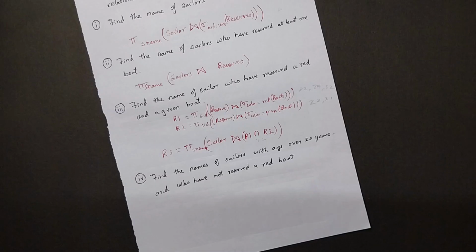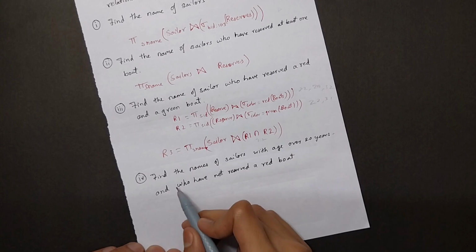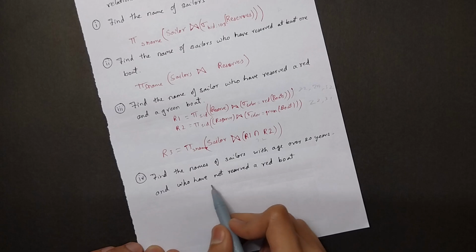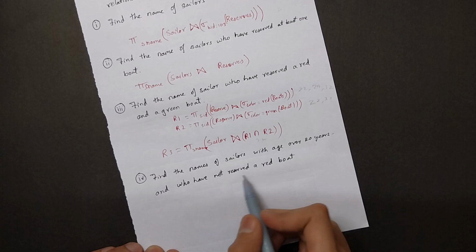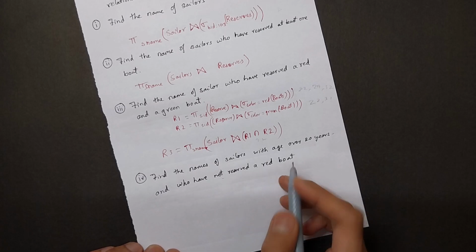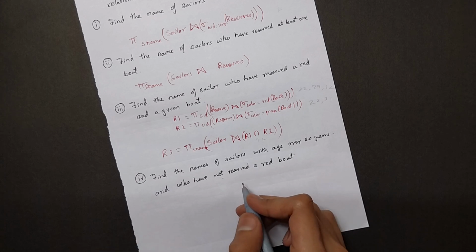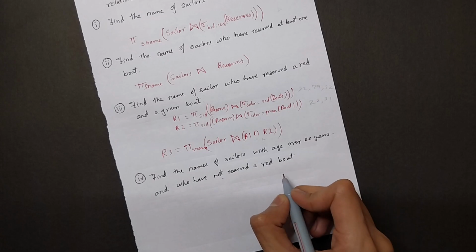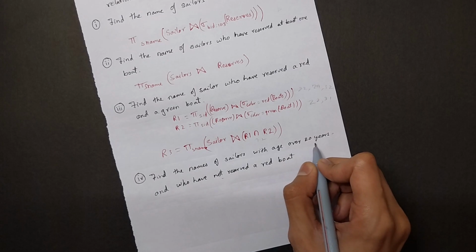Now let us solve one more question: find the names of the sailors with age over 20 years who have not reserved a red boat. You need to mention "not reserved a red boat" properly. This also will use step by step reduction and we'll solve it. So the first condition will be age over 20 years.